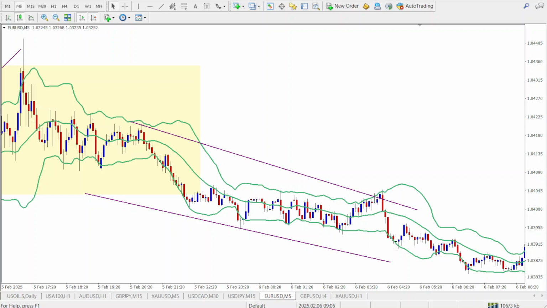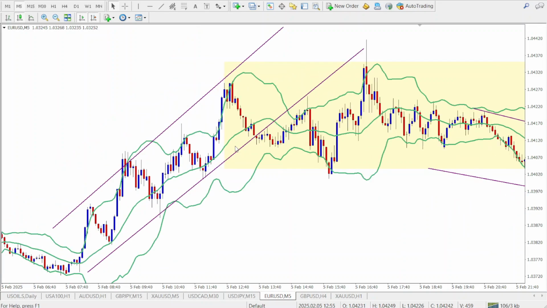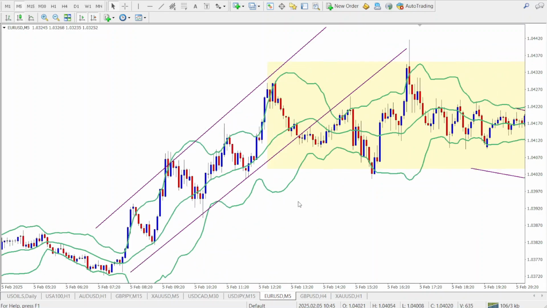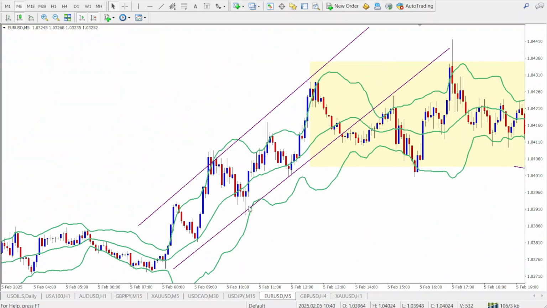Ensure that you always look for confirmation. Never enter a trade just because price touches a band. Look for confirmation signals like candlestick patterns. For example, you can look out for a doji or an engulfing or a pin bar. In this case, you can see we had a pin bar around here. In this case, you can see we had a bearish engulfing around here. For a bearish trend, look for a bearish candlestick pattern. For a bullish trend, look for a bullish candlestick pattern.